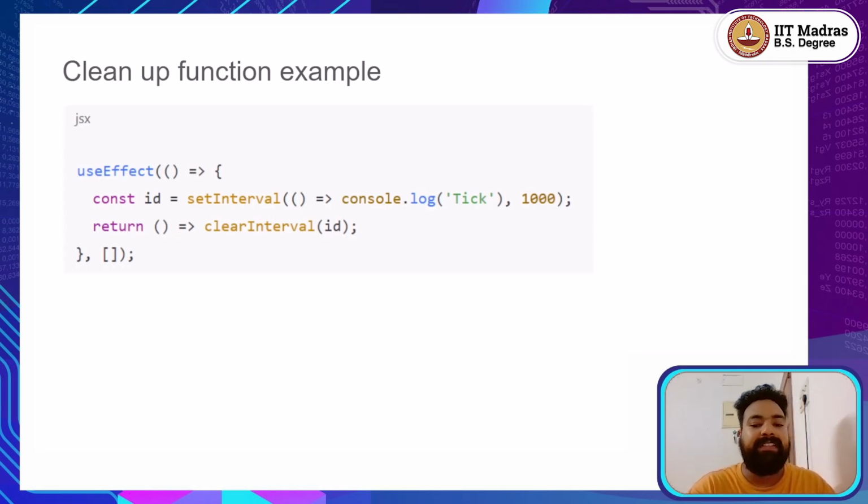The cleanup function is simply a function that we return from inside our effect. For example, as given on the screen, in this example, the timer runs when the component mounts, but when the component unmounts, React calls the cleanup function which clears the interval. This ensures our app stays efficient and does not perform unnecessary work after the component is gone. It's good practice to always think about whether your effect needs a cleanup function or not.